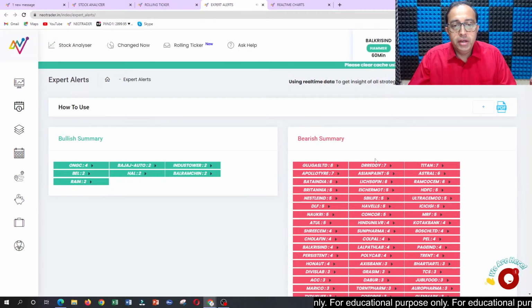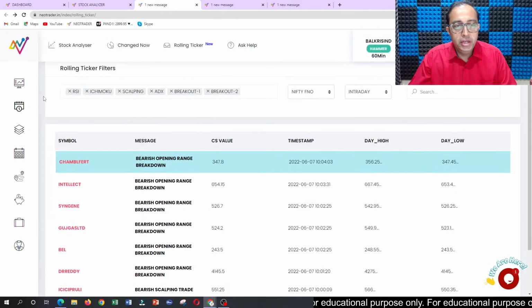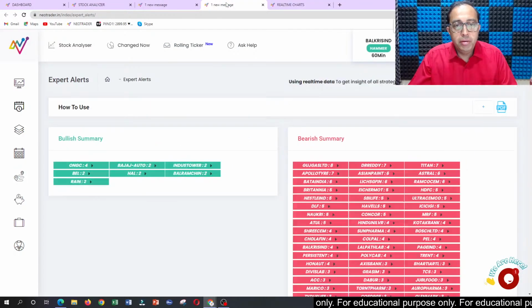So you know which stock is having the highest count. For example, we spoke of Intellect. When you speak of Intellect, it is not yet getting featured here. But when you speak of Dr. Reddy, Dr. Reddy was getting flashed here. You can see that Dr. Reddy was flashed as a range breakdown, and Dr. Reddy could be a better candidate.